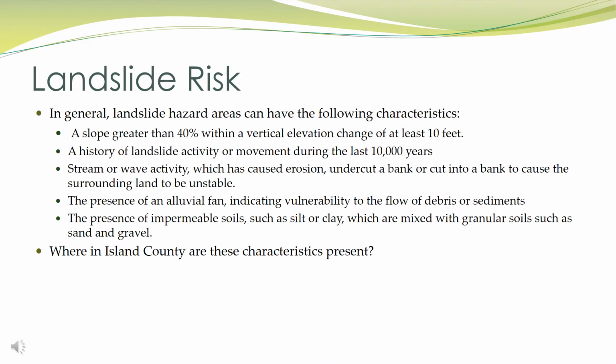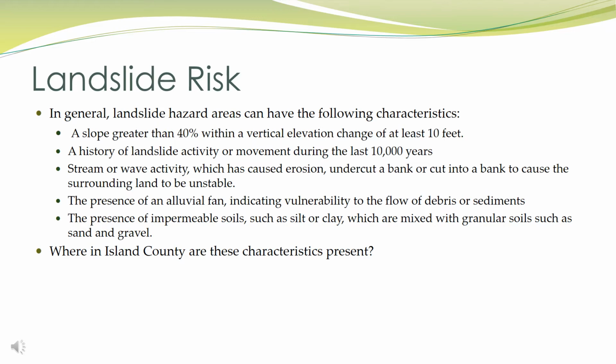Next, let's talk landslide risk. In general, landslide hazard areas can have the following characteristics: a slope greater than 40% within a vertical elevation change of at least 10 feet, a history of landslide activity or movement during the last 10,000 years, stream or wave activity, which has caused erosion, undercut a bank, or cut into a bank to cause the surrounding land to be unstable, the presence of an alluvial fan, indicating vulnerability to the flow of debris or sediments, and the presence of impermeable soils, such as silt or clay, which are mixed with granular soils, such as sand and gravel.